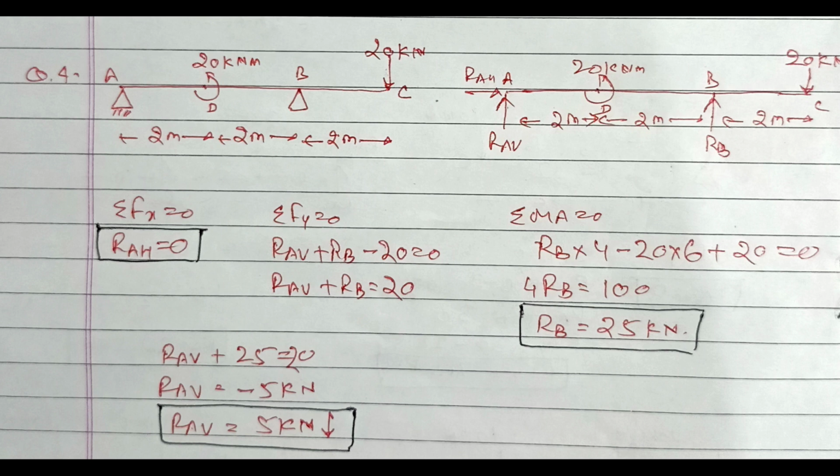Now we will put this value of RB in equation number 2 and we will get RAV plus 25 equal to 20. So RAV equal to minus 5 kilonewton. Now this minus sign again indicates that the direction of force which we assumed in upward direction is not upward but downward. So answer will be RAV equal to 5 kilonewton in downward direction.